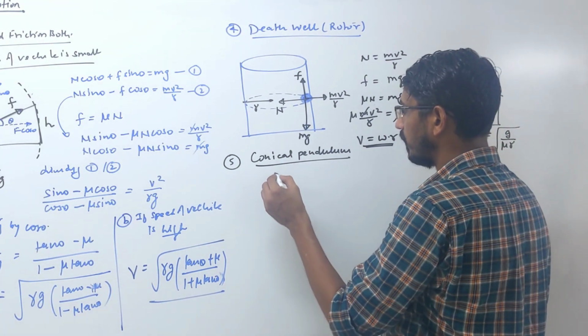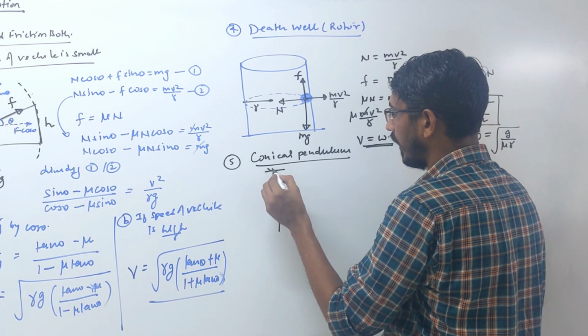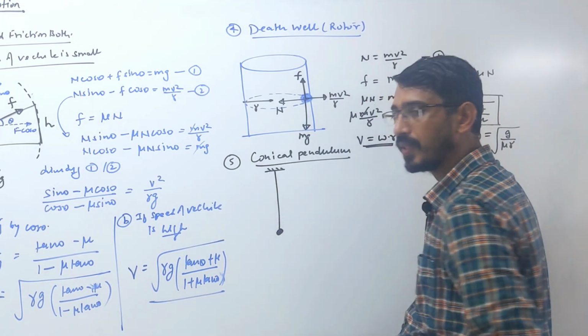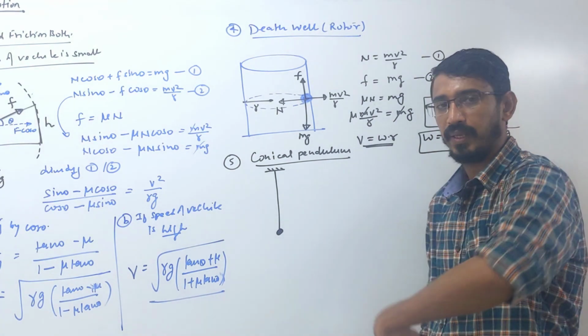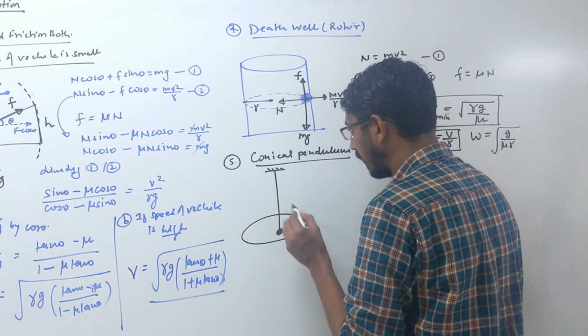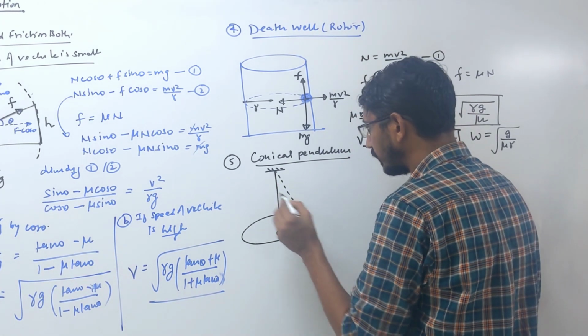Okay, now the conical pendulum. What is a conical pendulum? You have a thread and tie a small mass m here, then you spin it that way in a horizontal plane. So it gets the shape of a cone, if you see, like that.